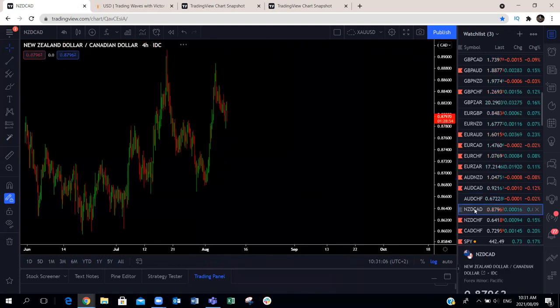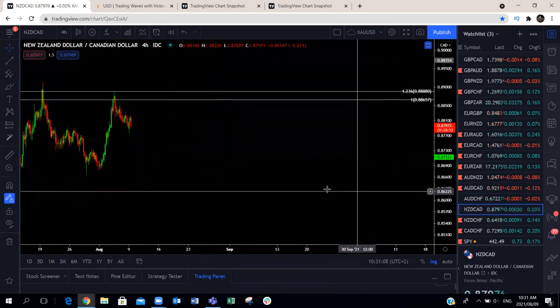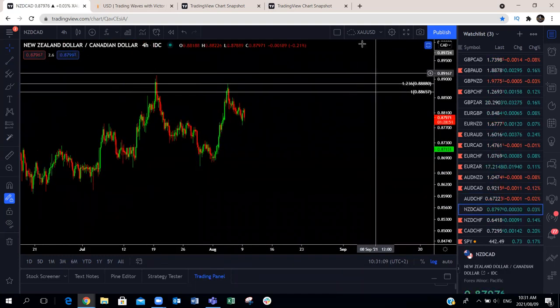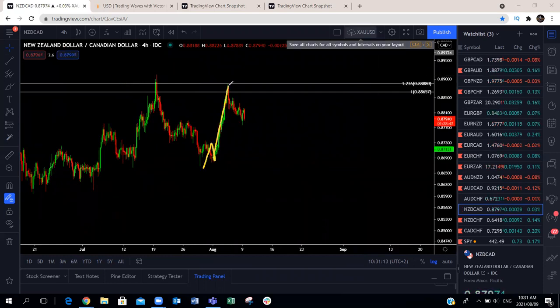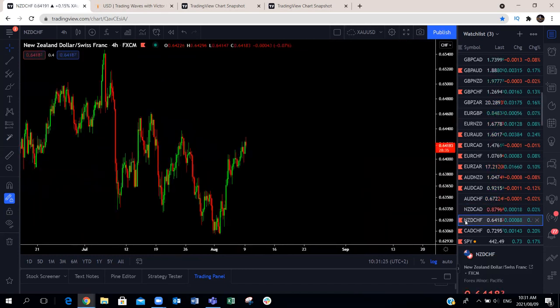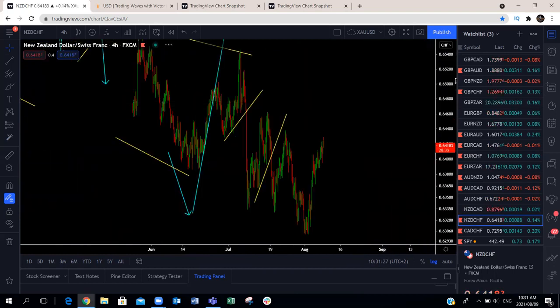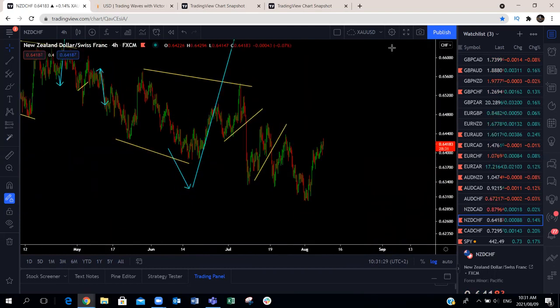New Zealand CAD also made an impulsive move, 1, 2, 3. Could this be a 4 and a 5? Let's see here. We need to see this candle close above the flag. New Zealand Chief, 1, 2, 3, and continuation to the downside.